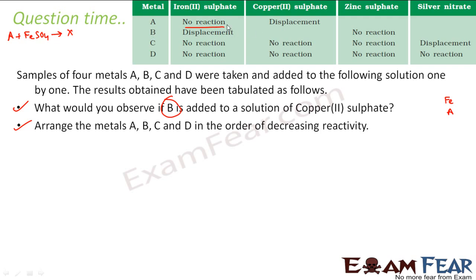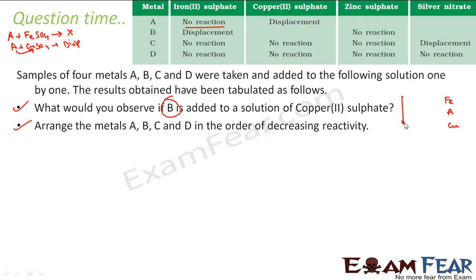Second, it says when A reacts with copper sulfate, there is a displacement. That means A is weaker than copper? Correct? Sorry, A is stronger than copper. That's why displacement is happening. A is displacing copper. That means A is stronger than copper. So copper will be somewhere here. Hope you understand this. Since A was not able to displace iron, A is weaker than iron.